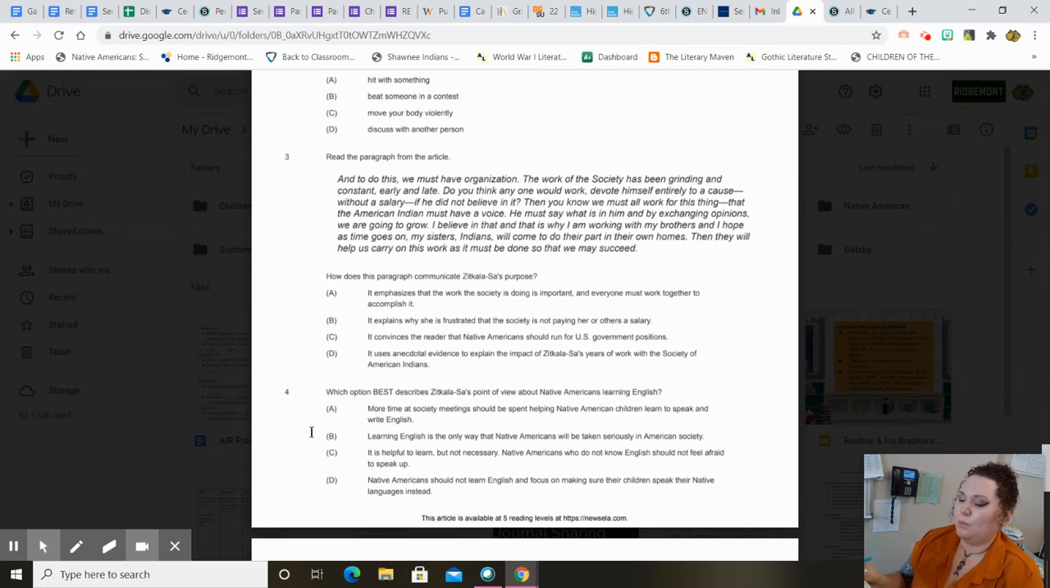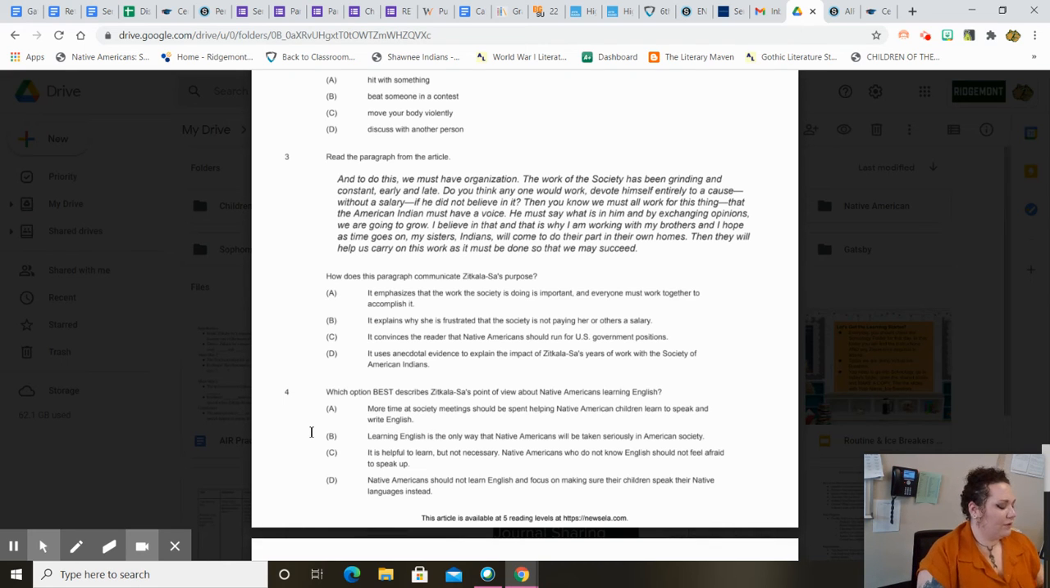And then 4, which option best describes Zitkala-Sa's point of view about Native Americans learning English? It is C. It is helpful to learn, but not necessary. Native Americans who do not know English should not feel afraid to speak up. So if you went back to that section, she talked about English as a convenience, like a code. That it's nice, and a code is nice, it's helpful, but it's not necessary. Both native languages and English are helpful, and the main purpose is to speak up and to do something. It doesn't matter your language. So for all of these, you needed to go back into the passage to get that better understanding of it.